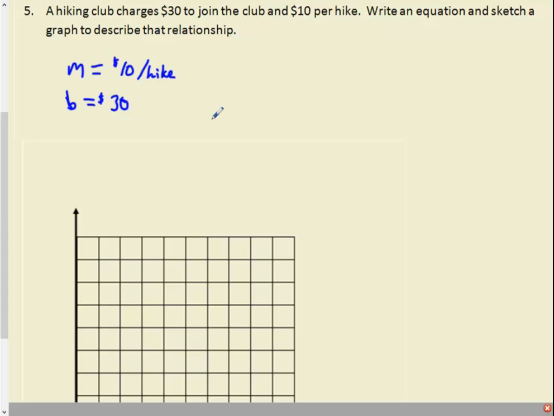So that's our y-intercept. So we know that the cost, if we want to call this C, the cost is $30 plus $10 per hike. If we want to follow our normal slope-intercept form, we would write C equals 10h plus 30.